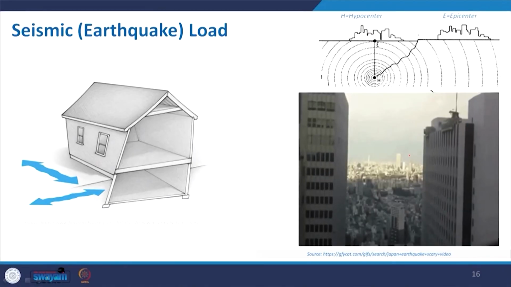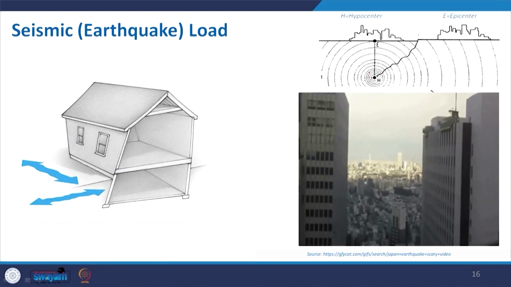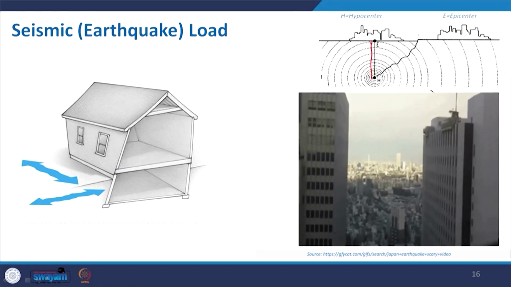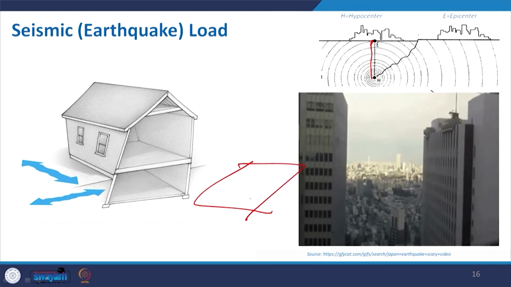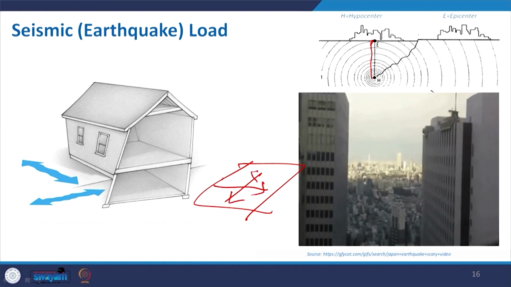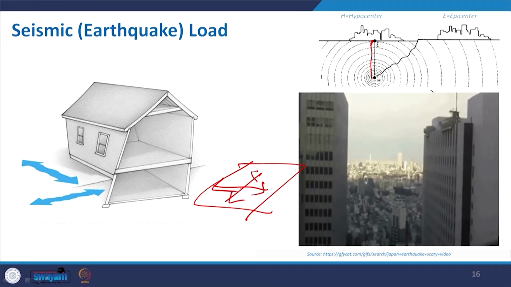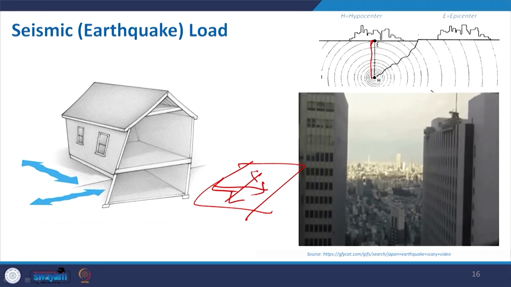So, in an earthquake, what you can see is that it generates below the earth. That is called the hypocenter, and the point above it is called the epicenter. It is a movement of land in both directions. Okay. So, say for example, I have this building, and it is grounded like this.